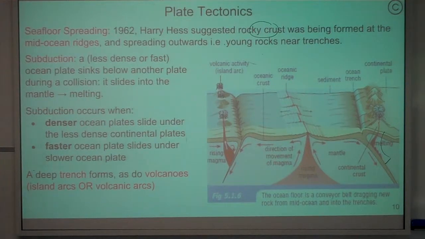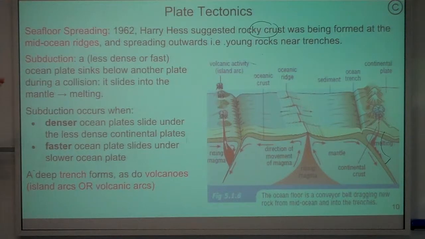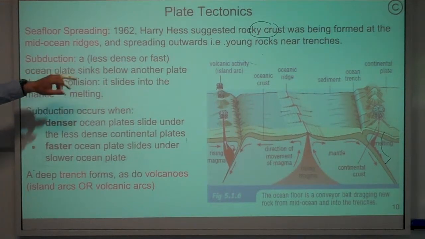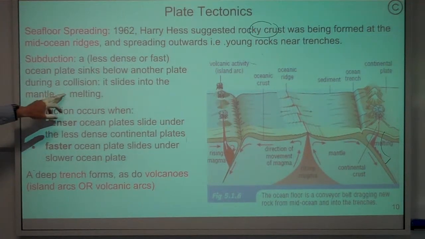Okay, now, here we go, seafloor spreading. Great. You know about seafloor spreading already. Harry Hess suggested the rocky crust has been formed. Now you need to get your head around that diagram and spreading outwards. So young rocks near the trenches. We've covered seafloor spreading. Subduction is what you saw on the style exercise that I gave you. Less dense or fast ocean plates sink beneath another plate during collision. It slides into the mantle, causing melting.